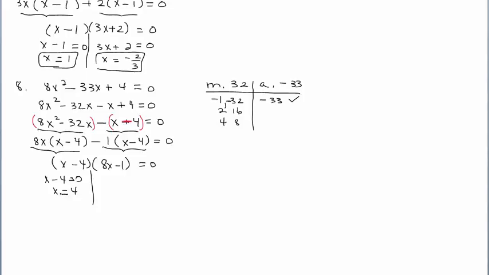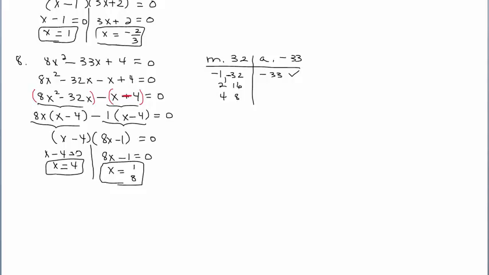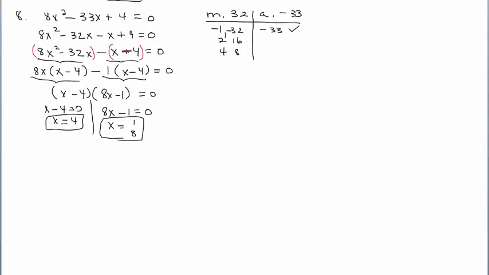Set each factor equal to 0 and solve. Add 1, divide by 8, we get 1/8. I've checked them both, they both work, they're both good solutions. Alright, so factor by grouping is just the mathematical way that we factor when a is not 1, and it's really your box method. Alright, that was a lot of time spent on solving by factoring.